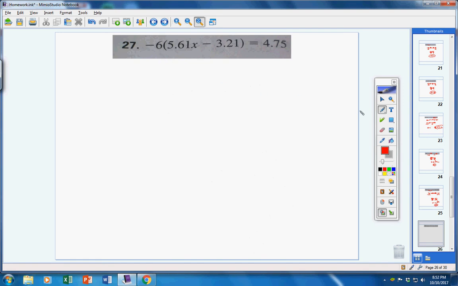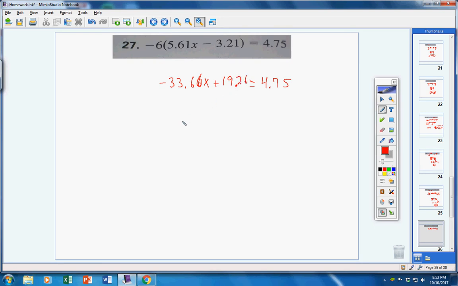All right, number 27, simplify both sides. Take your negative 6, multiply it through. 6 times 5.61 would give us a negative 33.66x. Negative times a negative is positive, and 6 times 3.21 would give us 19.26.